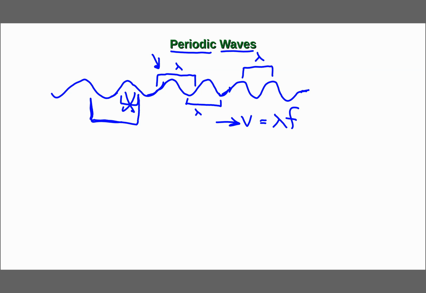Just like for our period with our simple harmonic oscillator, it was always the time to get back to the same point in the motion, right? The same place with the same velocity. So you're in the same spot in the cycle. With the wave, it's the same thing.